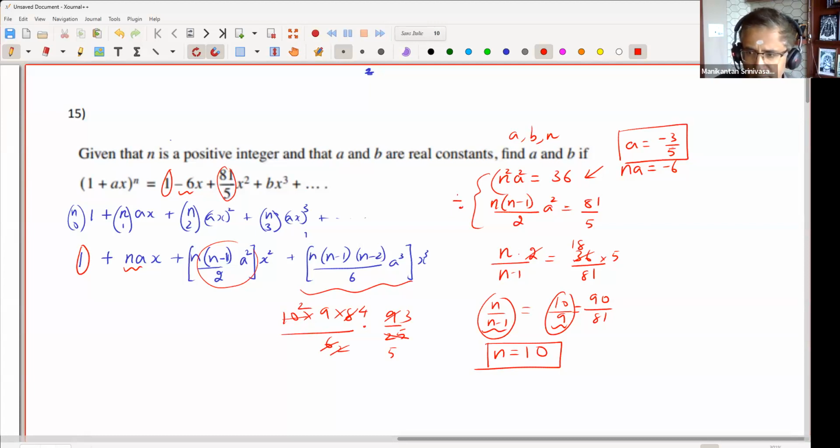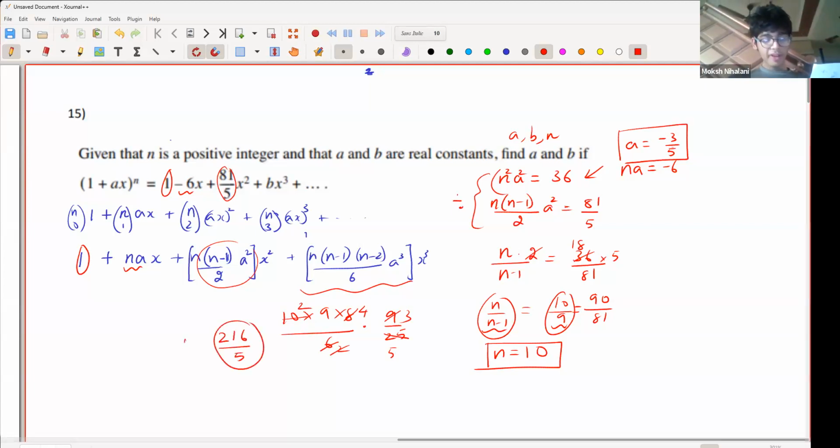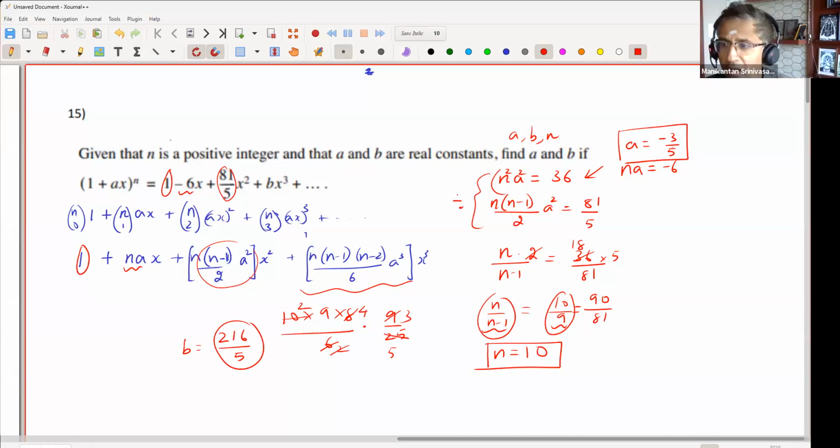Is that what you guys get? 216 by 5. Moksha, is that what you got for b? I got minus 25.92. Why are you scaring me like this? Keshav, what did you get?